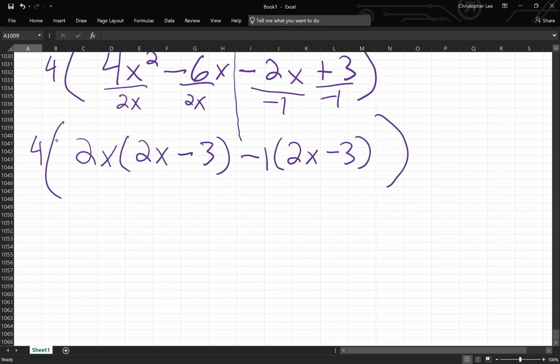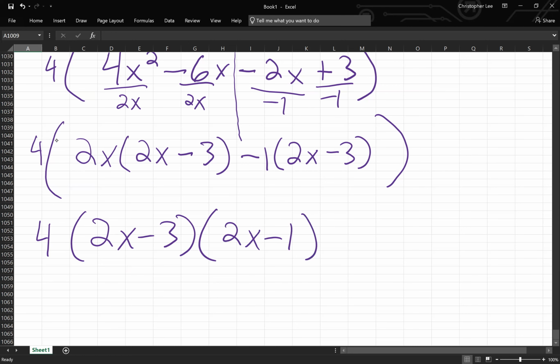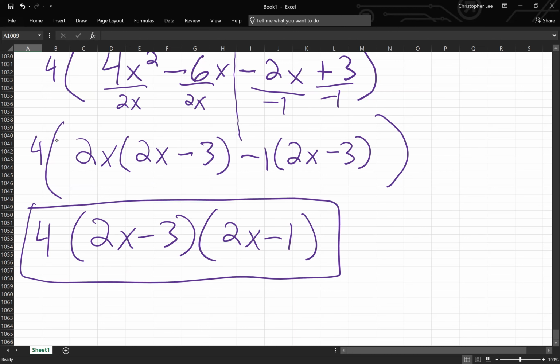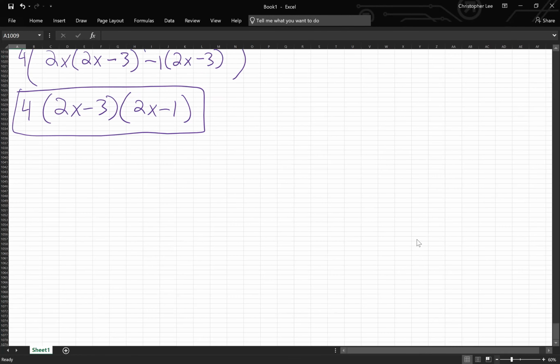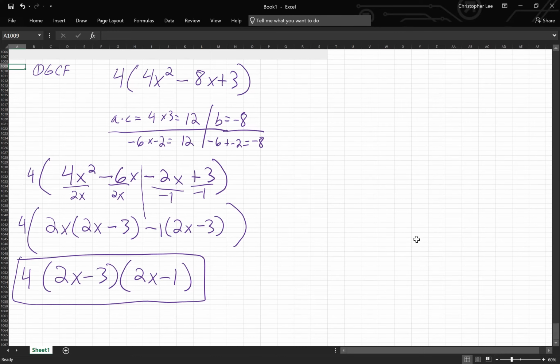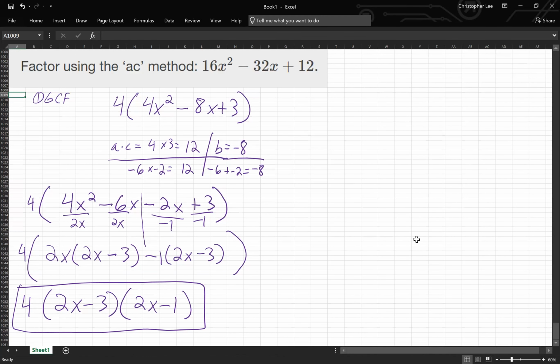Let's do the greatest common factor one more time. So I have the 2x minus 3. And then what's left over on the outside? 2x minus 1. This whole thing right here, that's my answer. And that's it. Questions on this? I promise this will make more sense when you practice it a little bit more. Everybody good with the picture? Yeah, good.